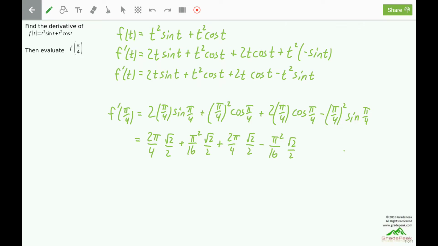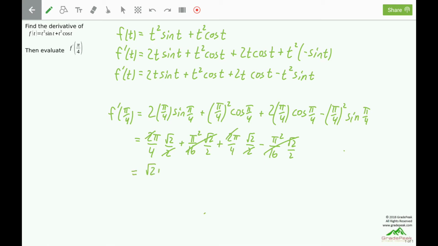Two of these terms will cancel. They're equal value but opposite sign. The second one and the fourth one. So let's just cancel those out. The remaining two terms, since they're multiplied, we can cancel the 2 here and here, and we can cancel the 2 here and here, one from the numerator, one from the denominator.